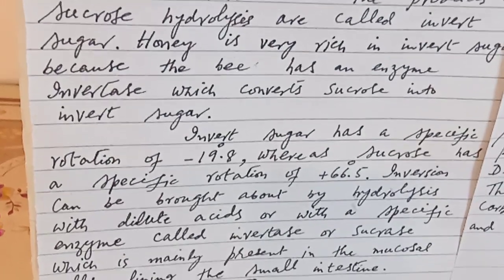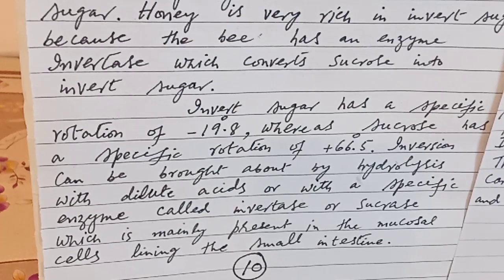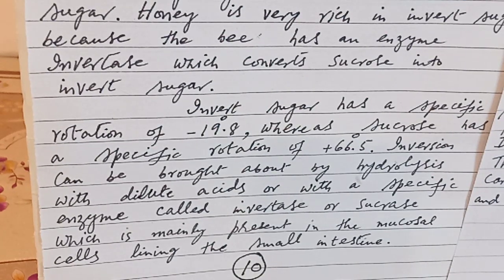So inversion can be brought about by hydrolysis with dilute acids or with specific enzymes called invertase or sucrase, which is mainly present in the mucosal cells lining the small intestine.